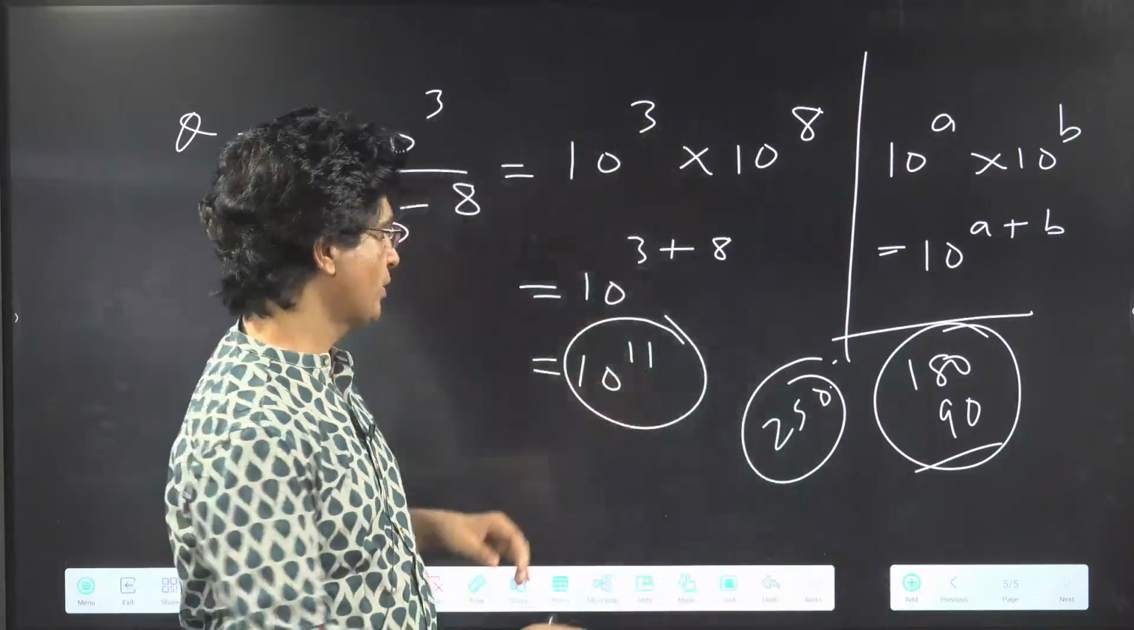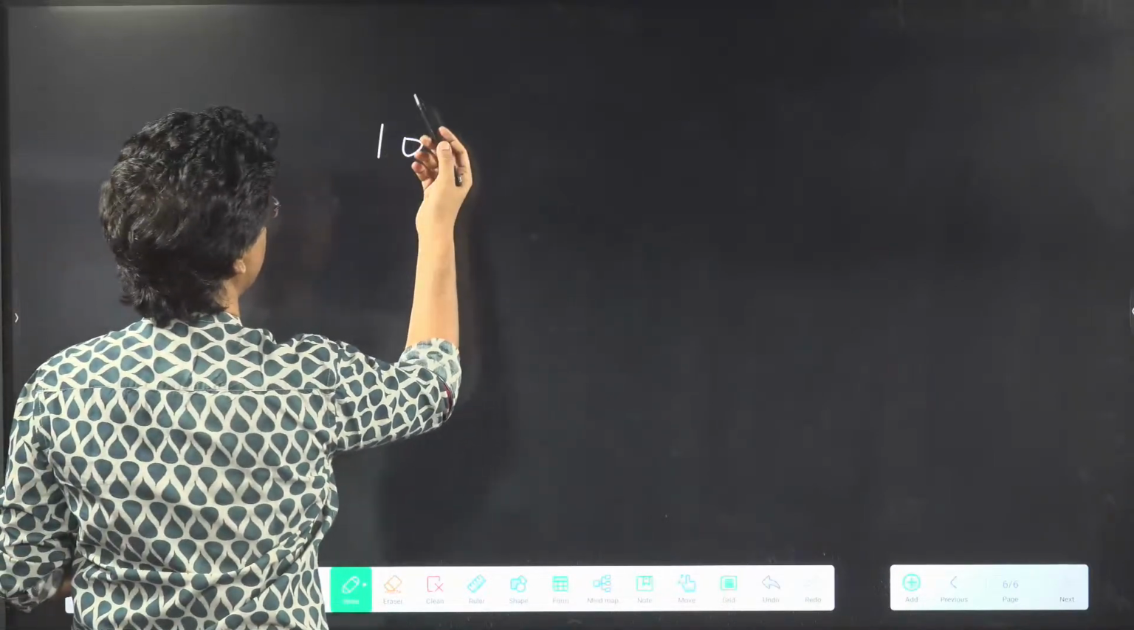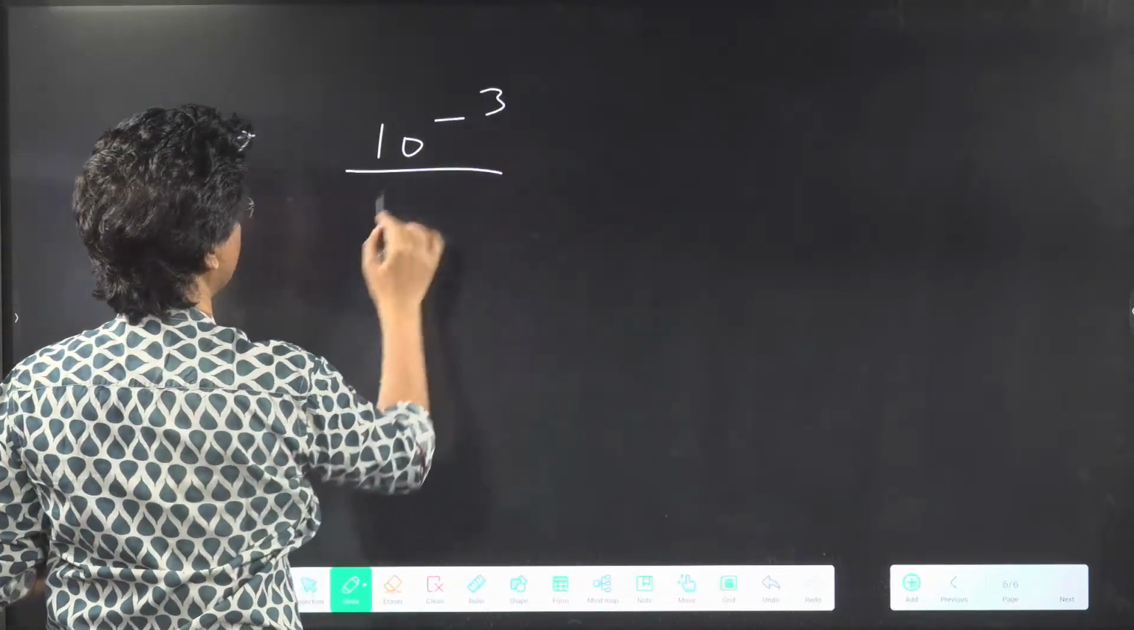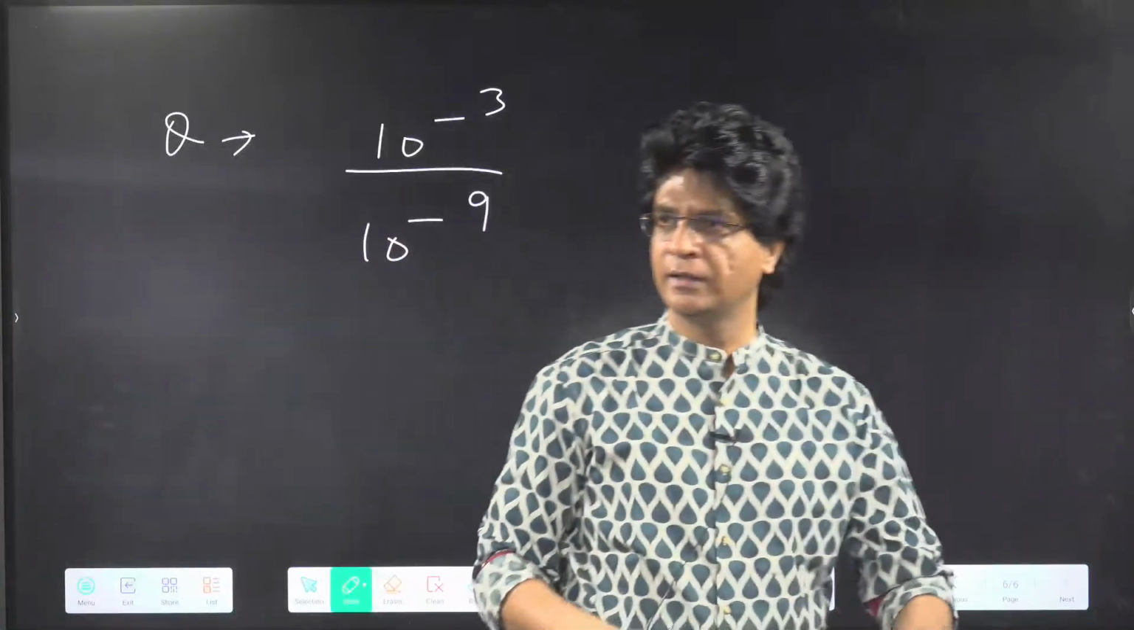Okay, so focus on the basics. Let me ask you a few more questions. 10 to power of minus 3 upon 10 to power of minus 9. Come on, now handle this thing.